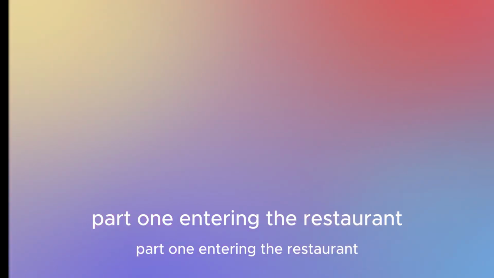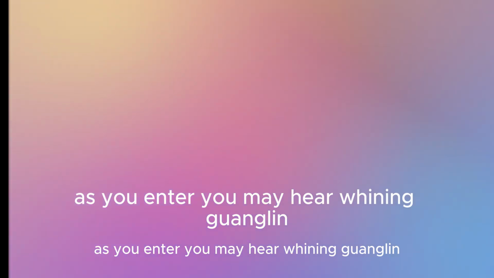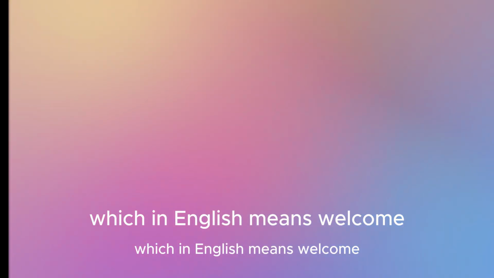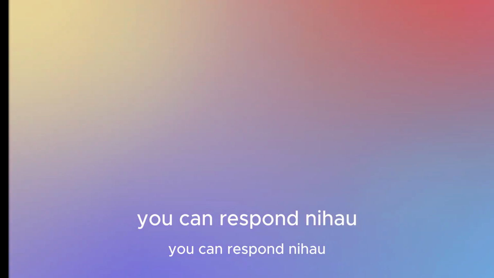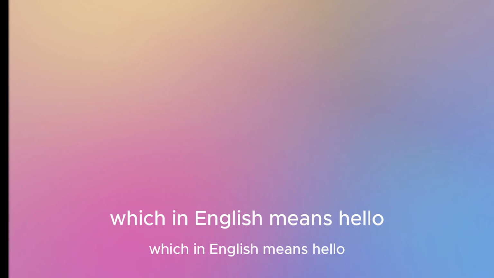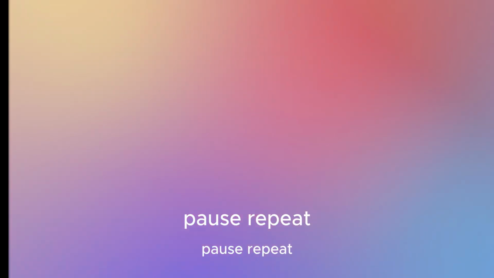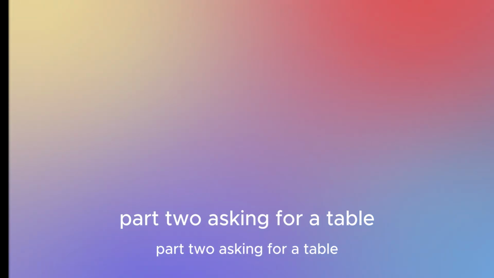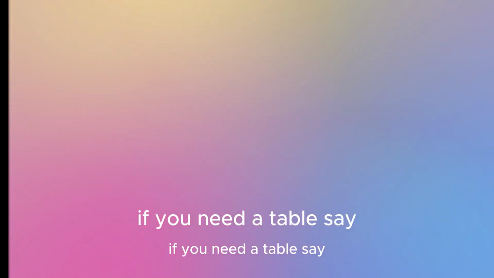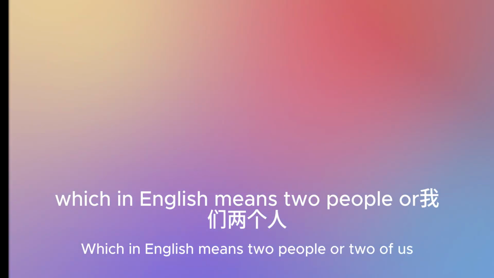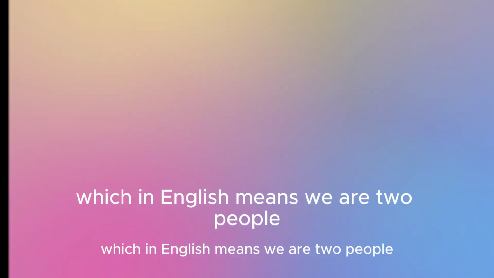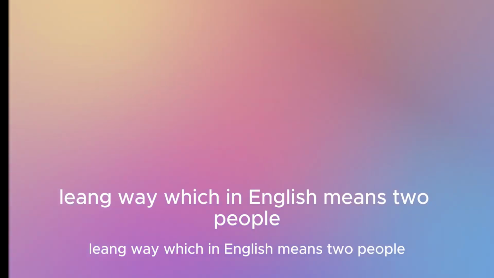Let's begin. Part 1. Entering the restaurant. As you enter, you may hear 欢迎光临, which in English means welcome. You can respond 你好, which in English means hello. Pause. Repeat. Part 2. Asking for a table. If you need a table, say 两位, which in English means two people, or 我们两个人, which in English means we are two people. Break it down. 两位, which in English means two people.